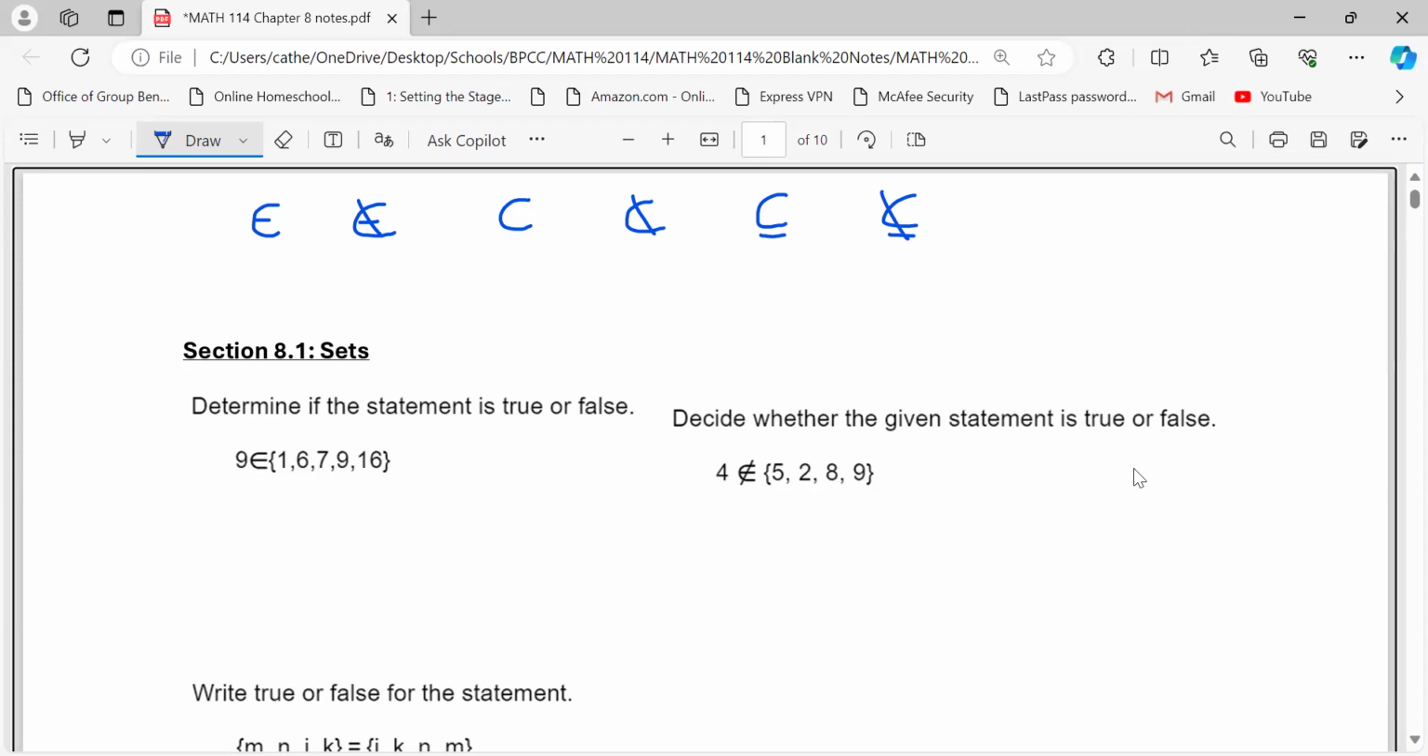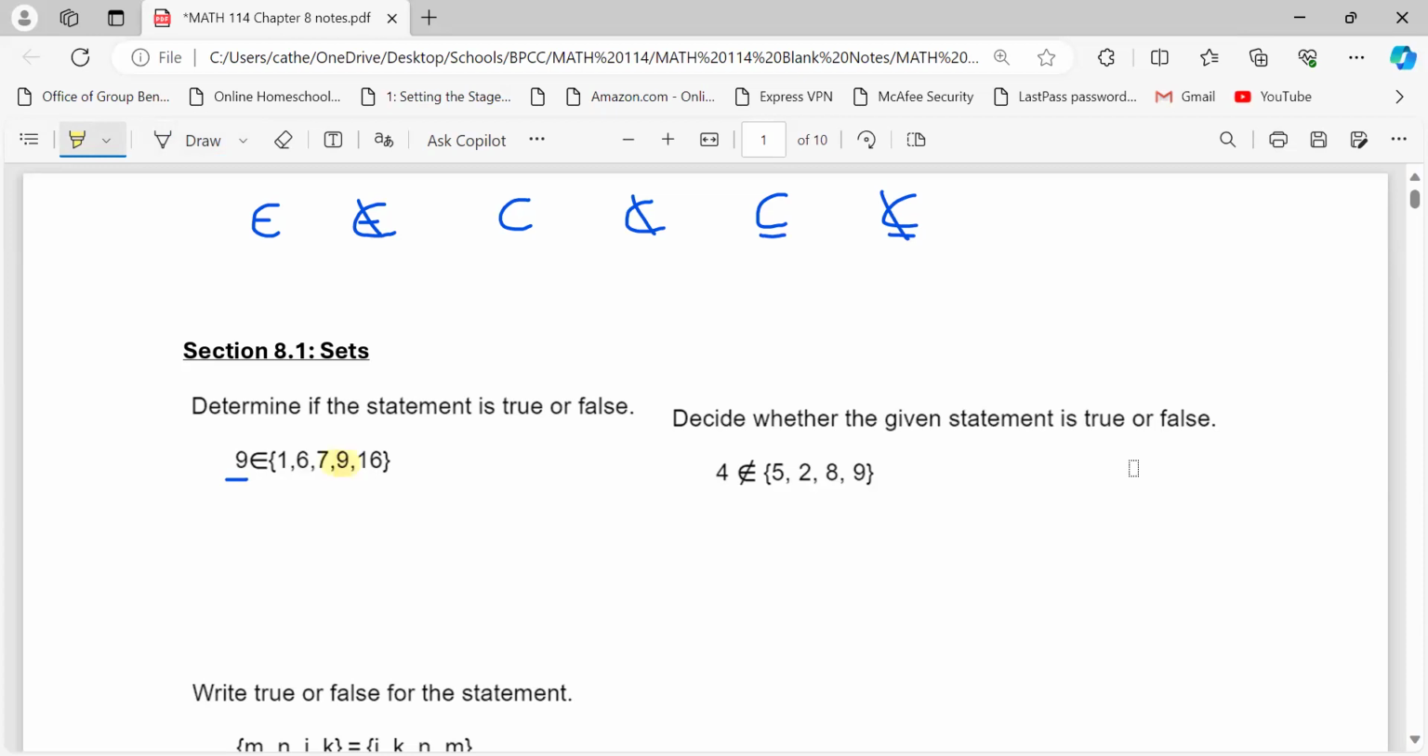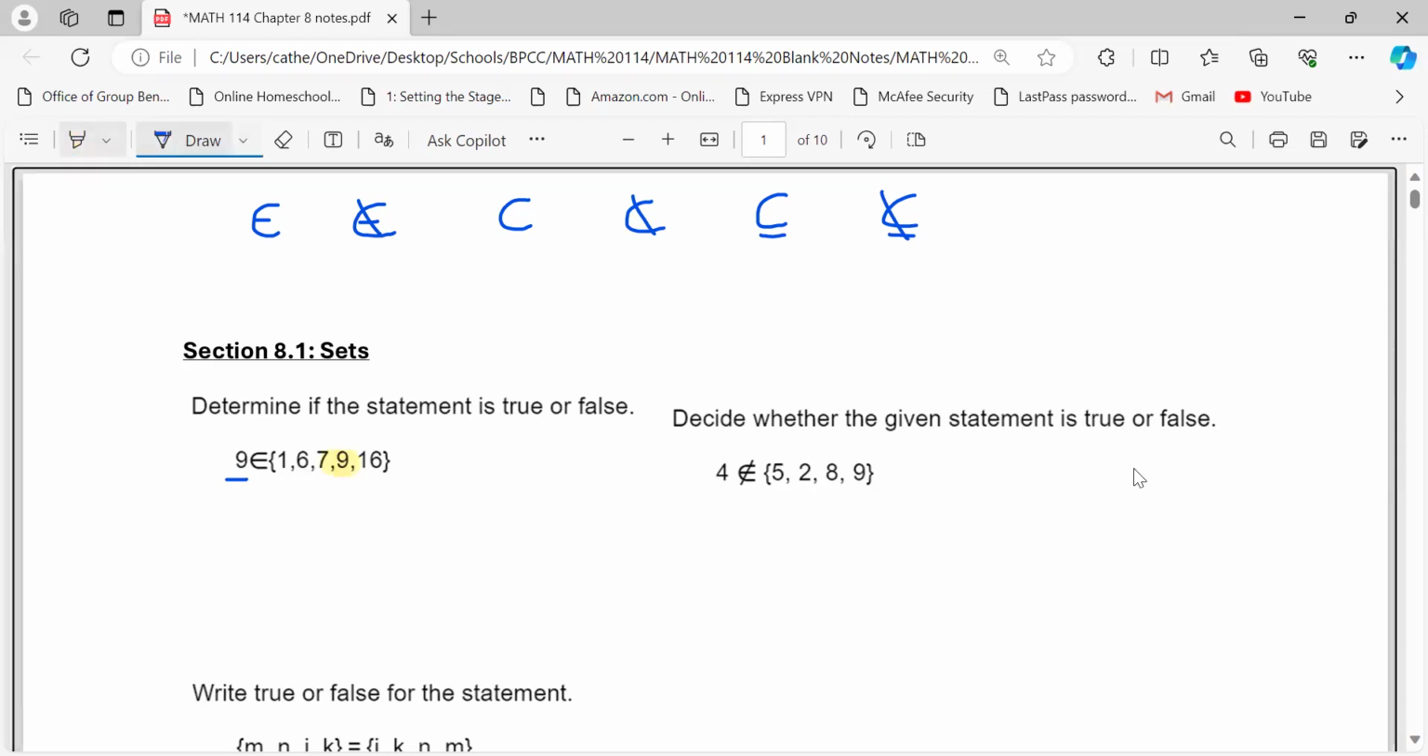Sorry about that. So you need to determine if this statement is true or false. They want to know if 9 is an element of this set here. So we see 9 is in there, so it is an element. So yes, that is true. So let's look at 4. Is 4 in this set? It is not. So 4 is not an element of that set.